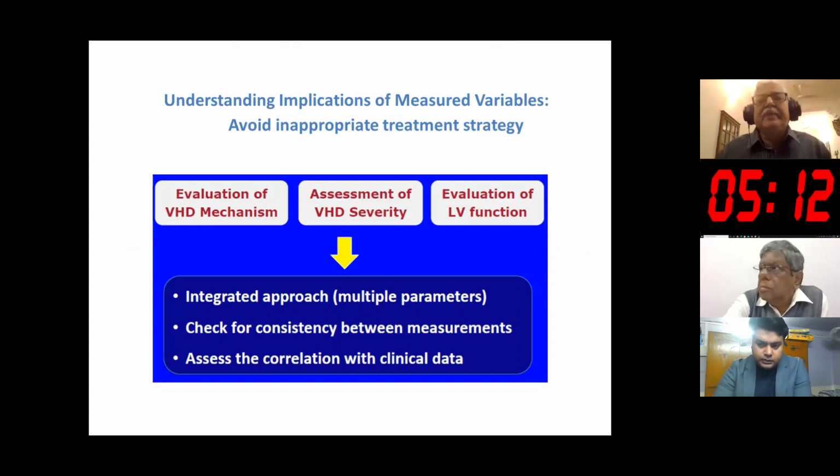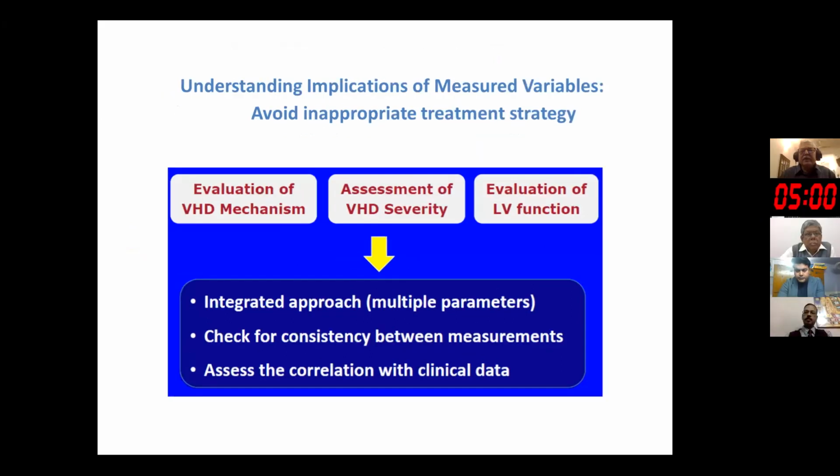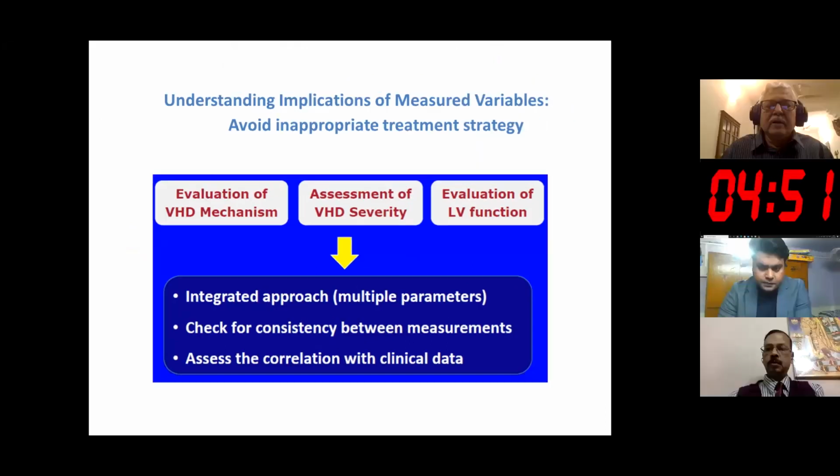We must understand the implications of our measured variables to avoid inappropriate treatment strategy. So when you're doing the assessment of the aortic valve, you are evaluating the valvular heart disease mechanism, you are assessing the valvular heart disease severity, and you're evaluating the LV function. So there has to be an integrated approach of multiple parameters, like I said, continuous wave Doppler, color Doppler, and 2D dimensions and volumes of the left ventricle. Whenever there's an inconsistency, you need to recheck your findings and/or assess the correlation with clinical data.